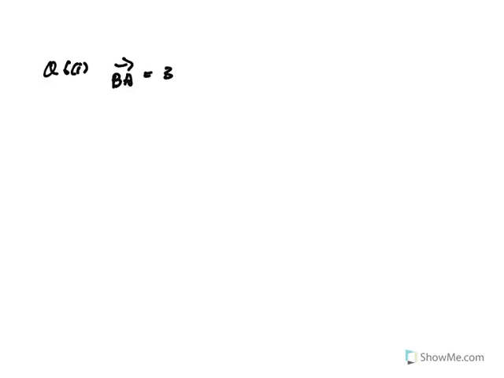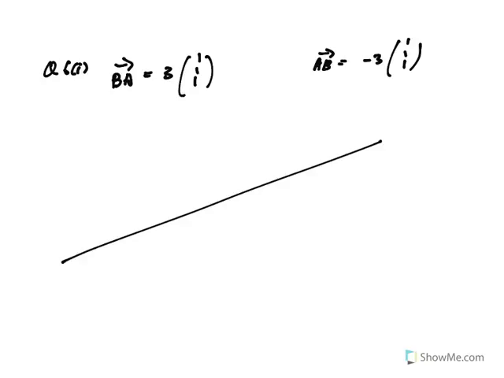Okay, question 6. BA is equal to 3 of 1, 1, 1. If you were to find AB, then you will get negative 3 of 1, 1, 1. This will be the direction vector of your line. We just use any position vector. We know that this is A, 2, negative 1, 5. The direction vector of this line is 1, 1, 1. For the direction vector, we can take a scalar multiple.